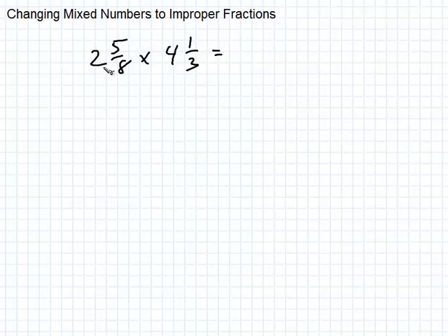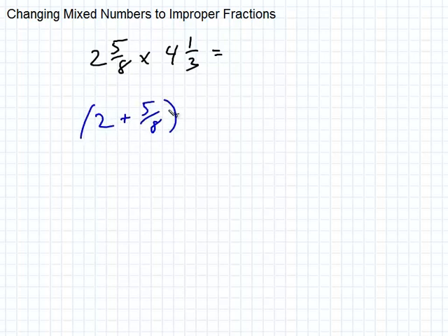Okay, in the previous video I showed you how to change improper fractions into mixed numbers, but I commented that mixed numbers is sort of a mixed up kind of notation. This really means 2 plus 5/8. One example of where mixed numbers is really inconvenient is when I'm multiplying two numbers in mixed number format. Because then you would have 2 plus 5/8 and all of that multiplied by 4 plus 1/3.